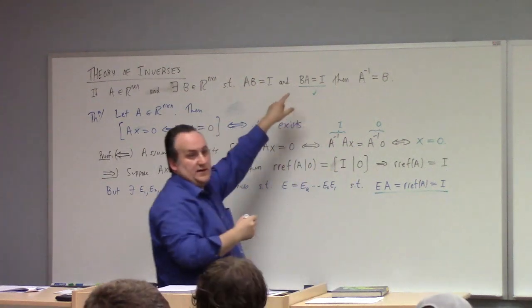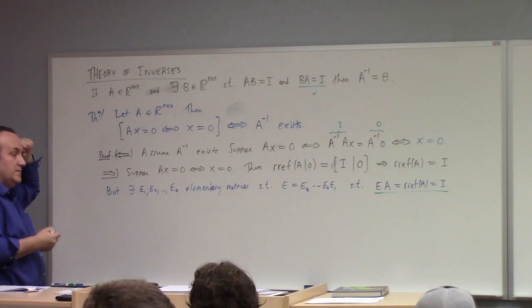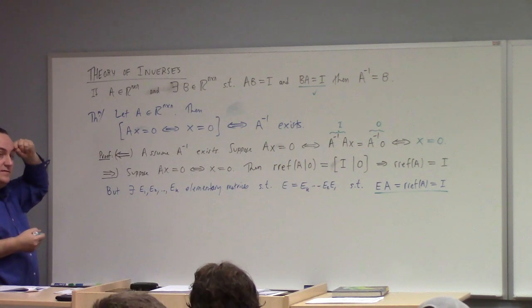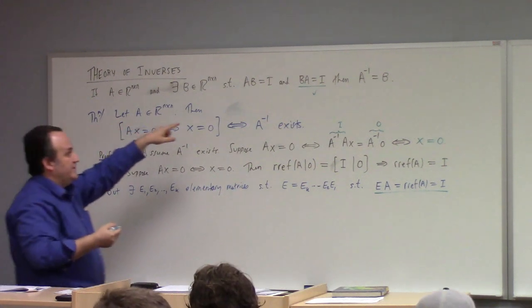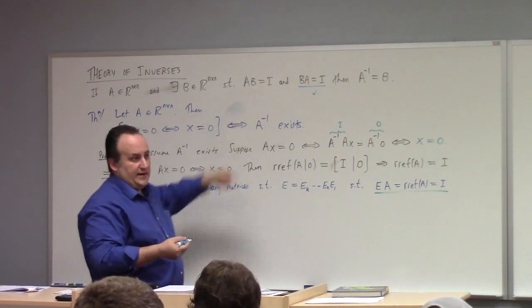What remains in order to prove that A has an inverse? We still need to show what? The other, we need to show this condition, right? So how are we going to do that?